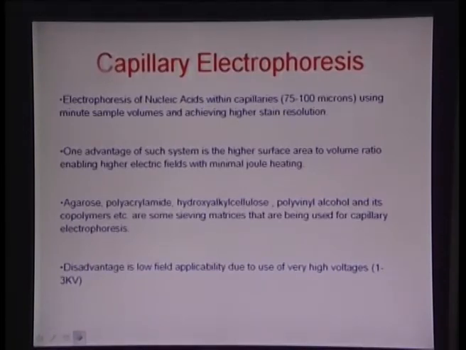Definitionally, this is electrophoresis of nucleic acids within capillaries of 75 to 100 microns, using minute sample volumes and achieving a higher resolution. One advantage of such systems is that because of the higher surface area to volume ratio, they enable higher electric fields with minimal Joule heating. Agarose, polyacrylamide, hydroxyalkyl cellulose, polyvinyl alcohol and its copolymers are some sieving matrices used regularly for capillary electrophoresis. The disadvantage is that it is not very field applicable, particularly because higher voltages in the range of 1 to 3 kV are very often used.